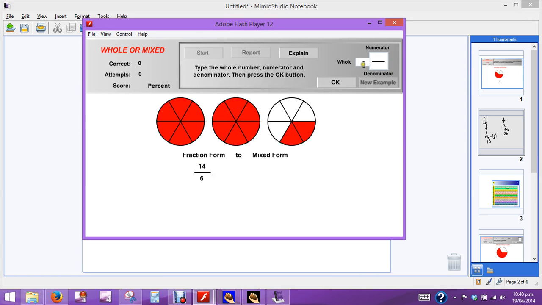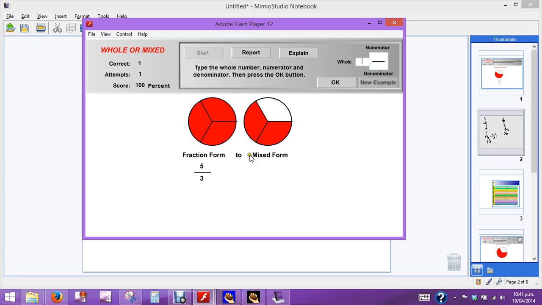6 goes into 14 twice, that makes 12, but we have 14, so that's 2 sixths over. What else could I have written there? I could have written 2 wholes, and I know it was 2 sixths over, but I should recognize that 2 sixths is also 1/3. So more correct would have been to actually write 2 and 1/3. I wonder if I can change it. Let's have a little quick look. 2 and 1/3.